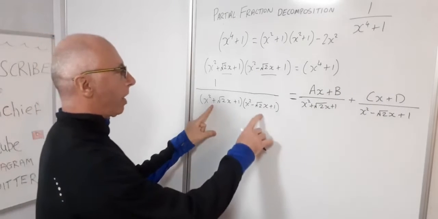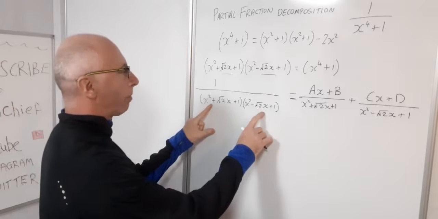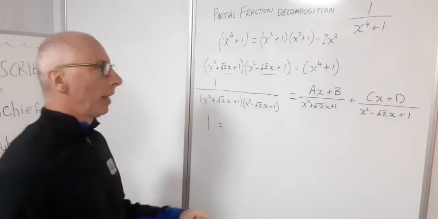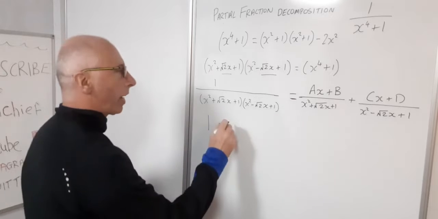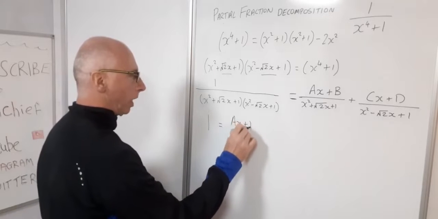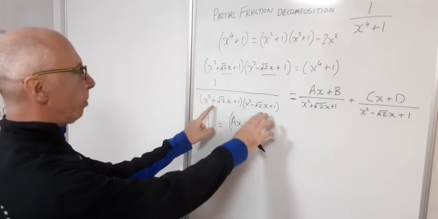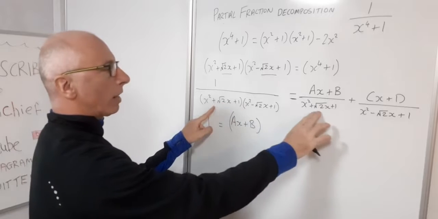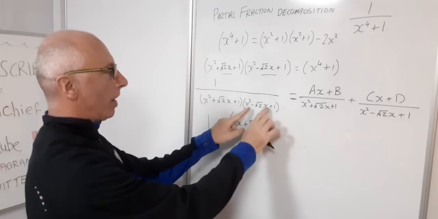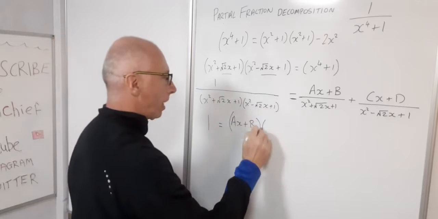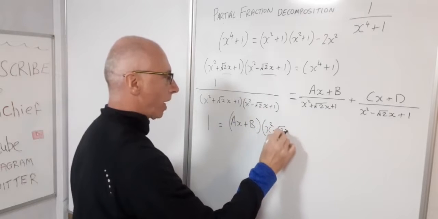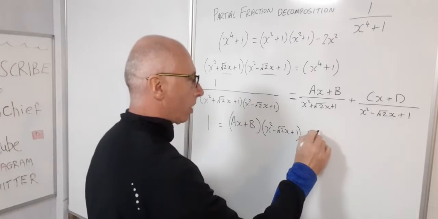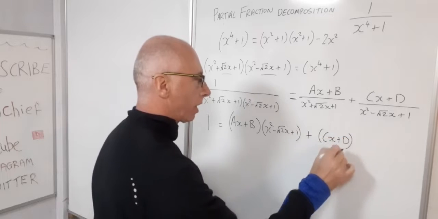So if I multiply this side by this term, this term is just going to cancel out and give me 1. And then on this side, my ax plus b, if I put that in brackets, multiplying that out with this term, this term here will cancel out with this term here, leaving me with 1. Then it's only going to leave me with this term here. So I'm now going to be left with x squared minus root 2x plus 1. And then the same with this one. So I'm going to have my cx plus d in brackets.